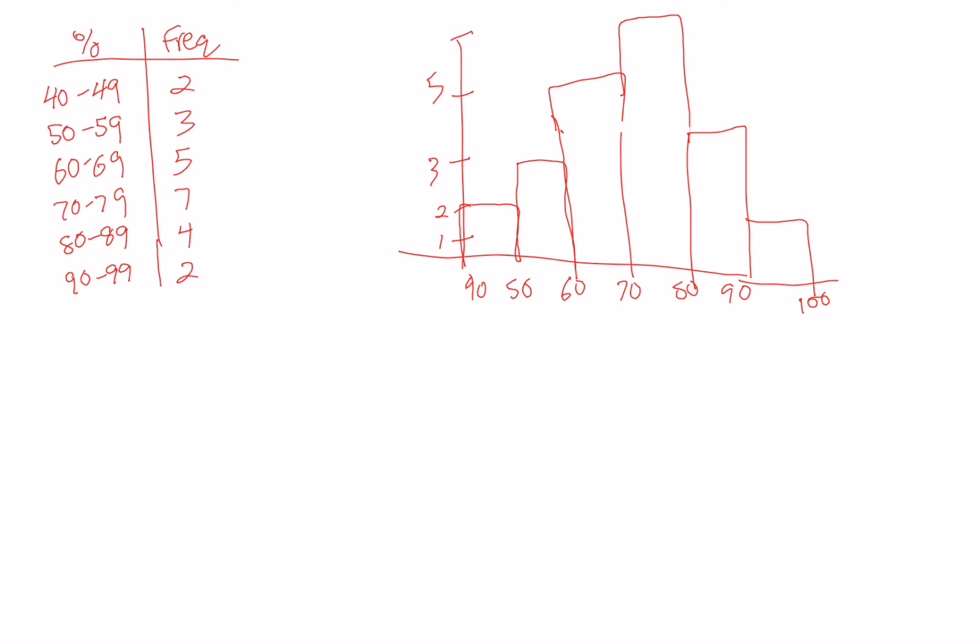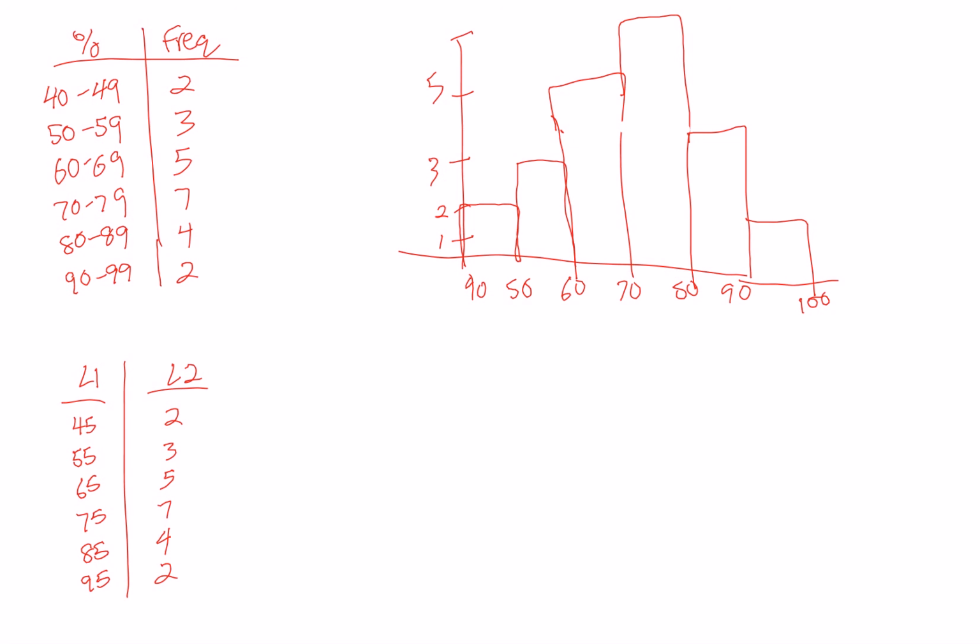On your calculator, when you want to do these calculations, we still do the same thing. Go to our stat, but this time we're going to have to enter list 1 and list 2. In list 1, you can't put in the ranges. What we have to do is just put the average in. We put the middle number in. So 40 to 49 averages to 45. 50 to 59 will average to 55. 65, 75, 85, and 95.